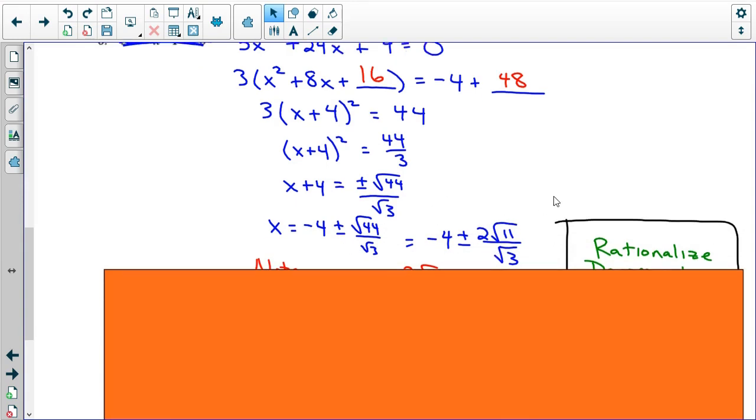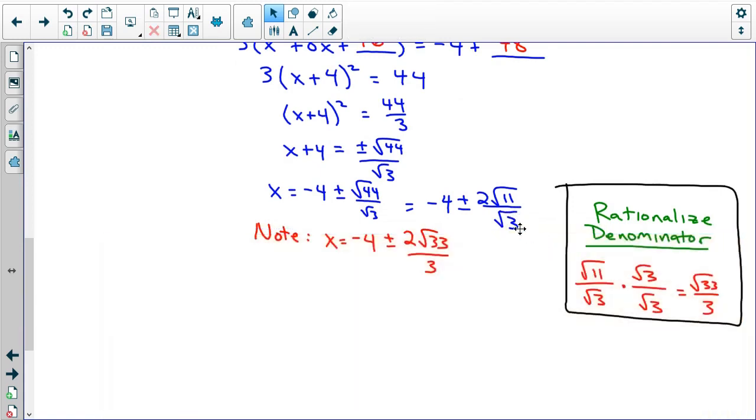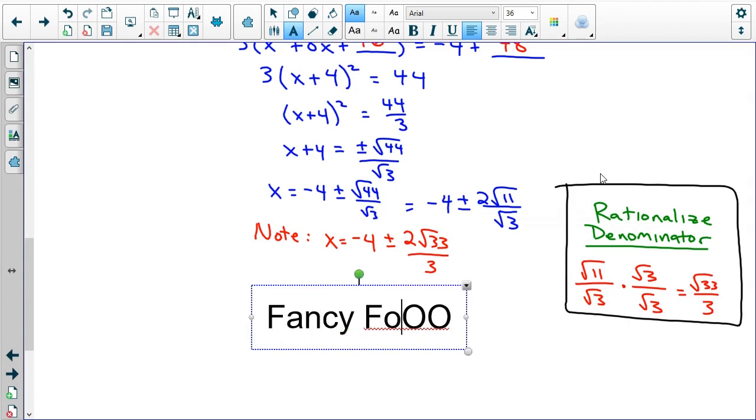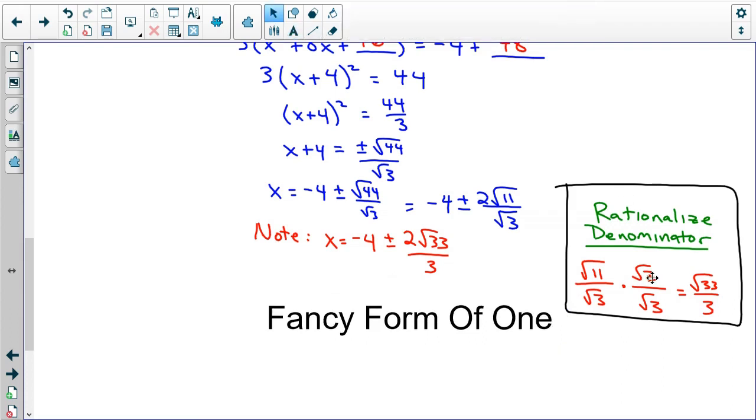One other thing that we're going to have to know as Honors Algebra 2 students is how to rationalize the denominator. So rationalizing the denominator means I multiply the top and bottom by the exact same number, which is really multiplying by 1, which I like to call a fafoo. A fafoo is a fancy form of 1. So root 3 over root 3 is actually what I call a foo. That's a fancy form of 1.